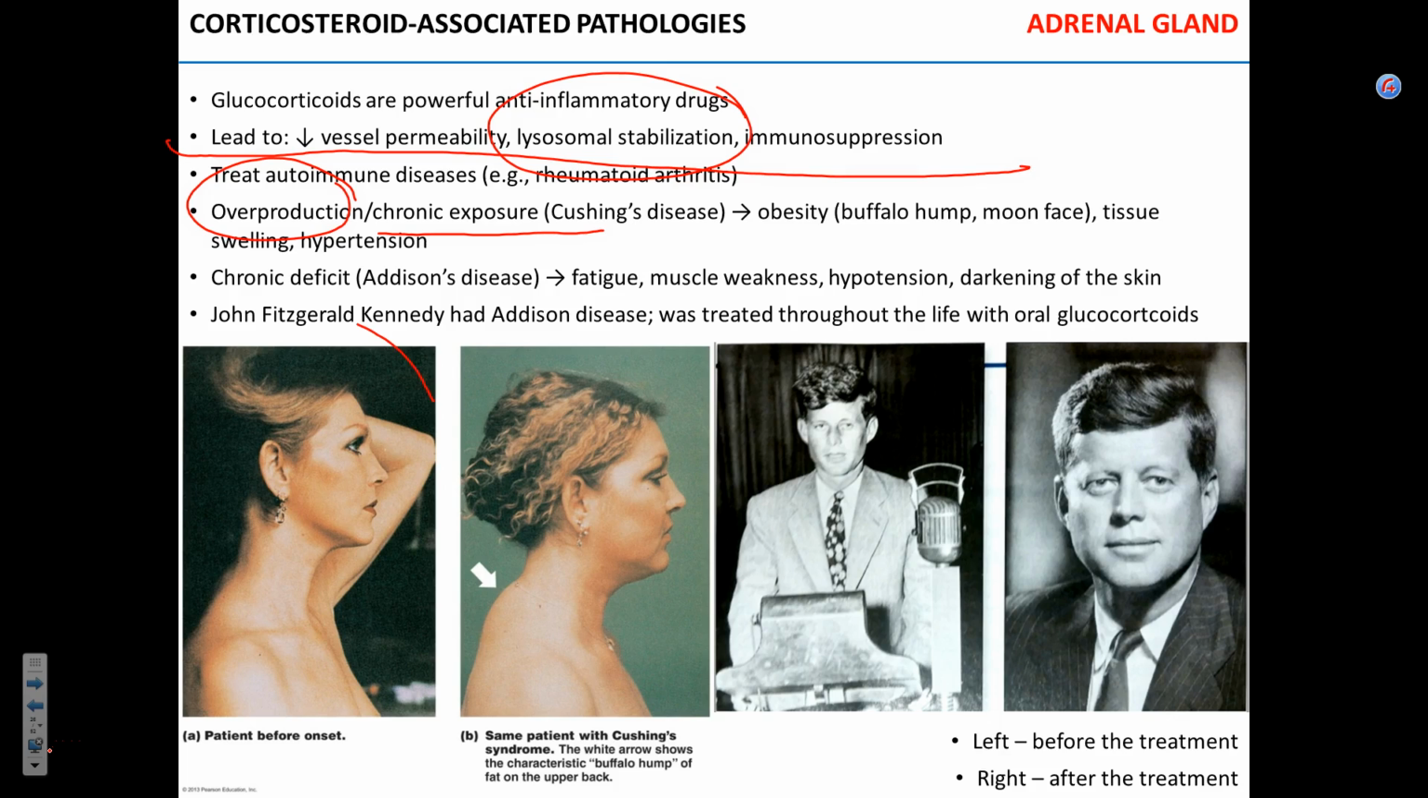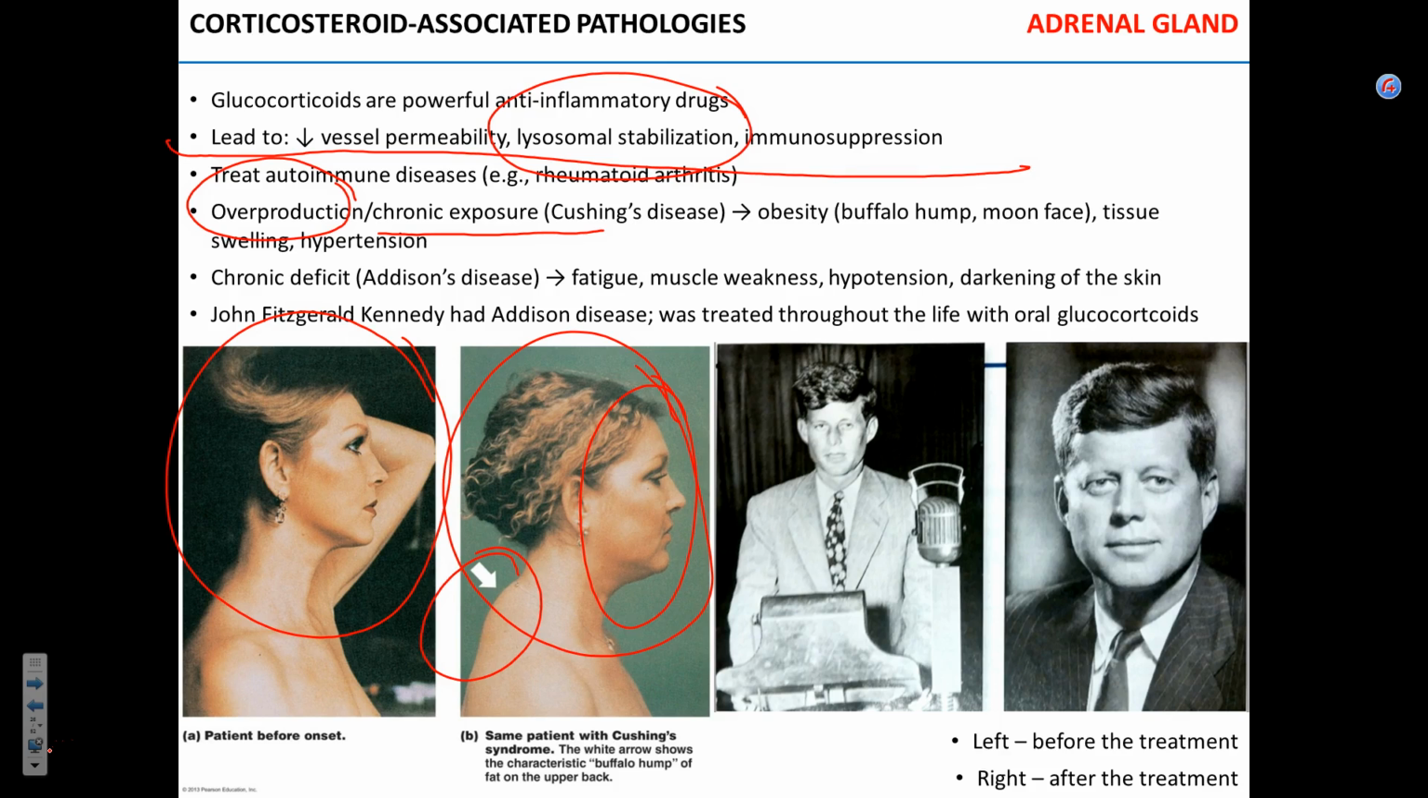So this is the patient before the onset of Cushing's. This is after. You definitely can see the fat accumulation, the characteristic buffalo hump, and well, it's a side picture, but the frontal photo would show the so-called moon face that appears to be swollen. That makes sense?